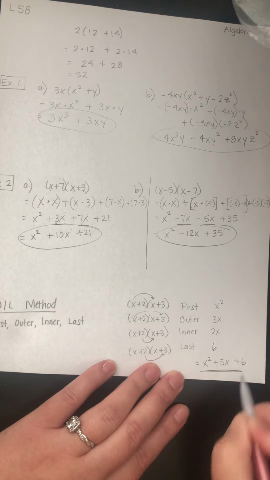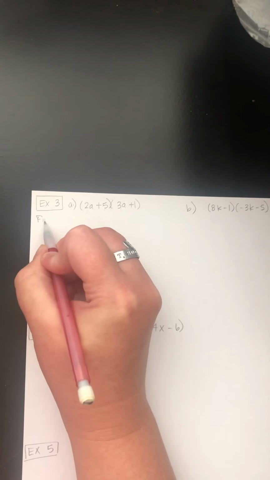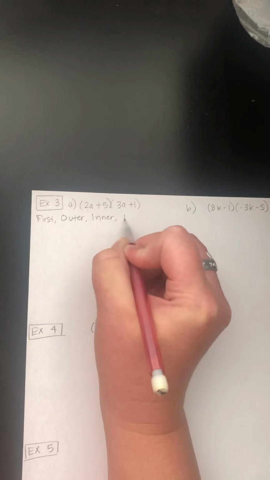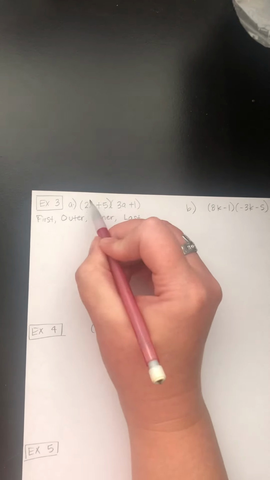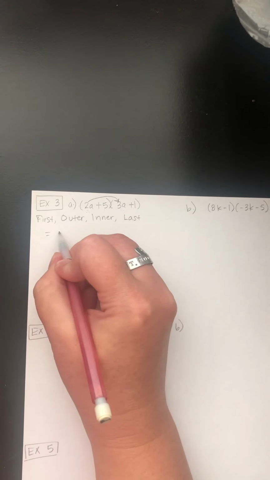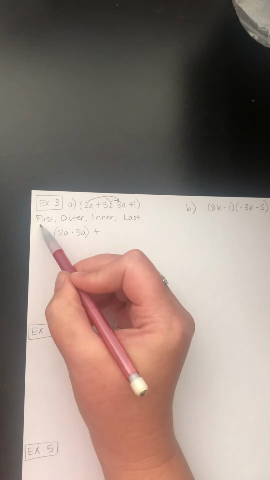Our next example, we have two polynomials, but now we have this variable has a coefficient for the first term in each polynomial. So we use the same method we did on our last two examples, FOIL method. So we take our first, if you aren't going to remember, first, outer, inner, last, and use arrows, okay? So our first term here is 2a, our first term in our second polynomial is 3a. 2a times 3a. Plus, so we did our first one.